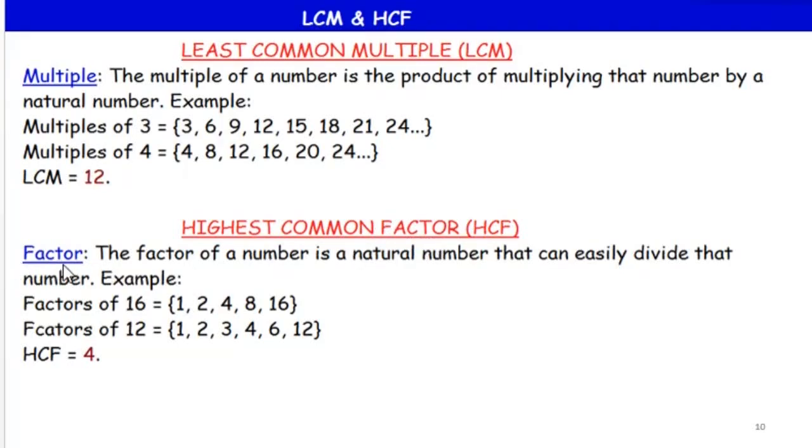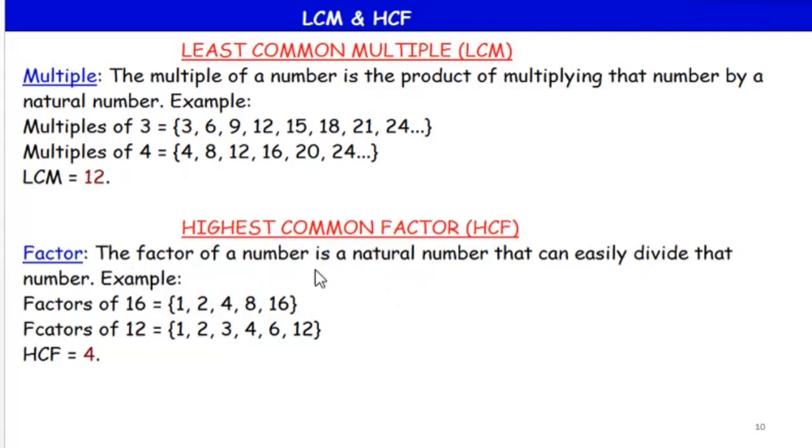So what is a factor? The factor of a number is simply a natural number that can easily divide that number. If I ask you to give me the factors of a prime number, just as we saw, prime numbers have only 2 factors. So if I ask you to give me the factors of, let's say, 5, all you tell me is 1 and 5, because the only numbers that can divide the number 5 are 1 and 5 itself.